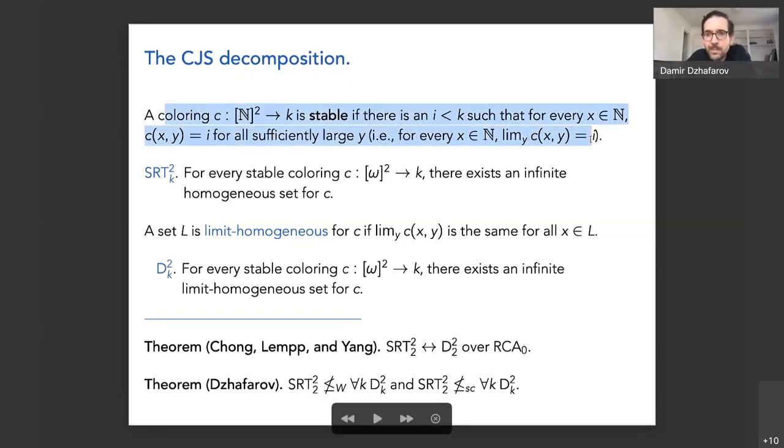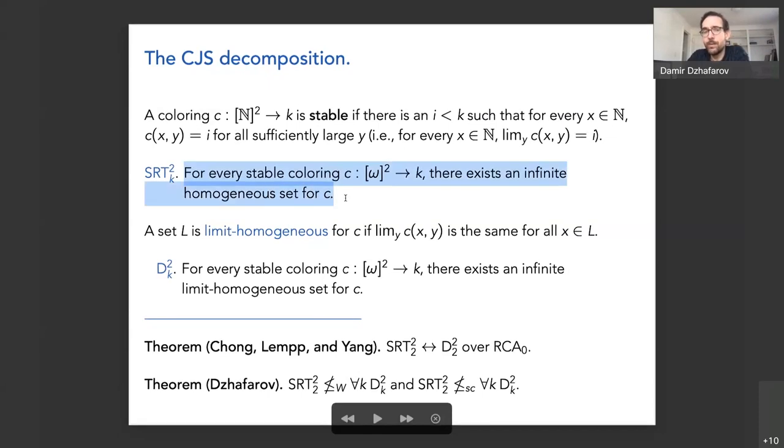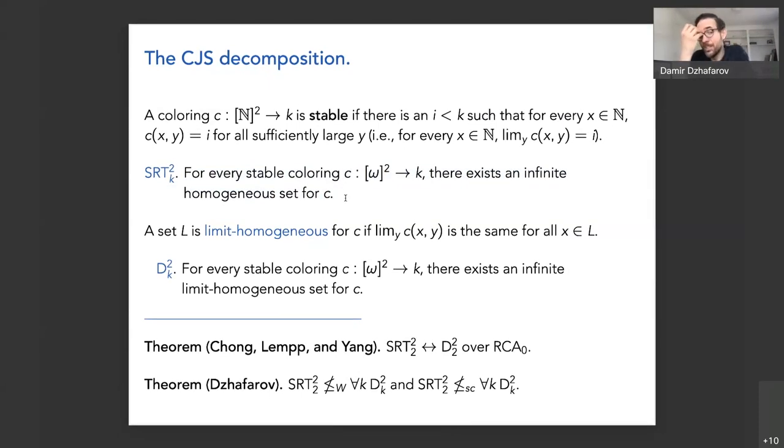So I'm very sorry for this. SRT^2_k is the restriction of Ramsey's theorem for pairs, RT^2_k, to stable colorings. So whereas Ramsey's theorem for pairs says every coloring has an infinite homogeneous set, SRT^2_k says every stable coloring has an infinite homogeneous set, right? So think of that as a slightly simpler problem because it has fewer instances, right? Ramsey's theorem for pairs has as an instance every coloring. This one has fewer instances. There's less to solve, right? Just the stable colorings. Not every coloring is stable, right? You could certainly come up with a coloring that alternates. It's red or blue depending on if you're coloring with an odd or even number, something like this.